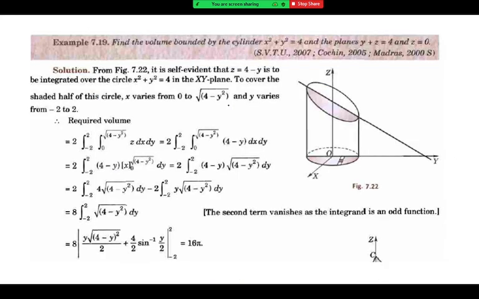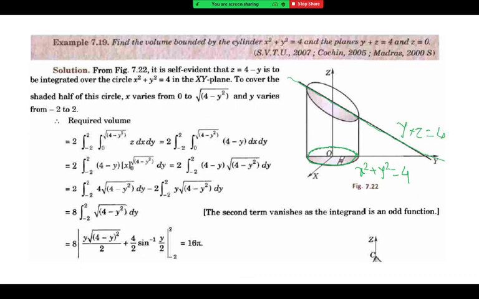The diagram is here. You will observe this is actually the solid that we are given. The solid is that cylinder, whose base is here. The base is in the xy plane, and that is a circle, x square plus y square equal to 4. And then this is a straight line, y plus z equal to 4.